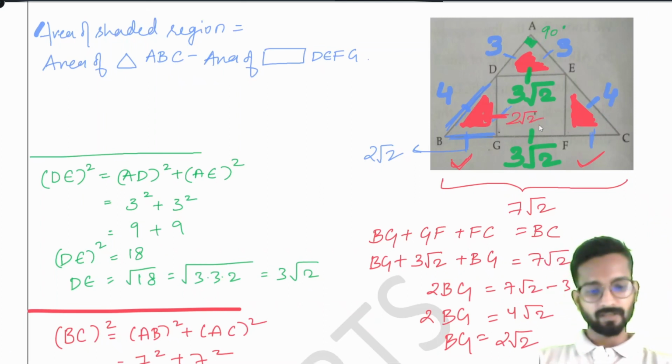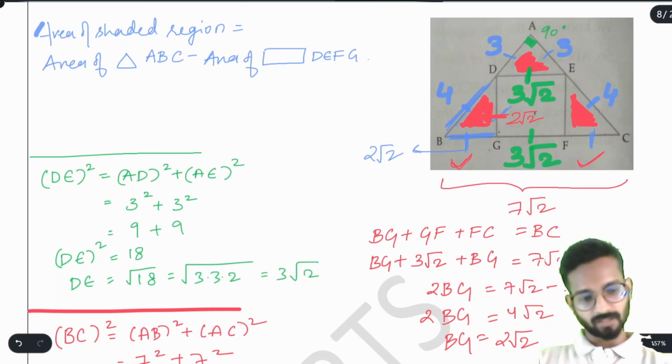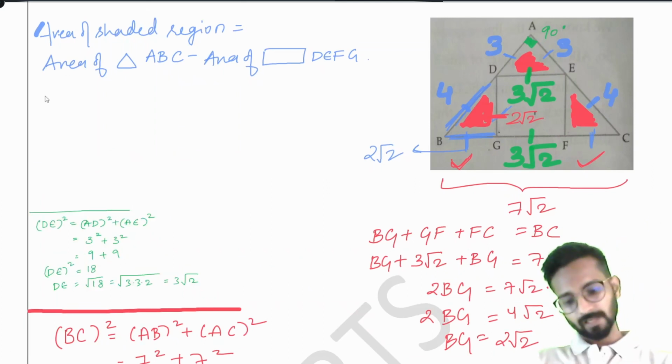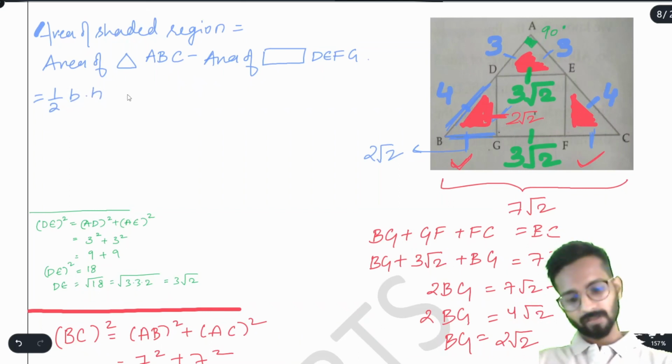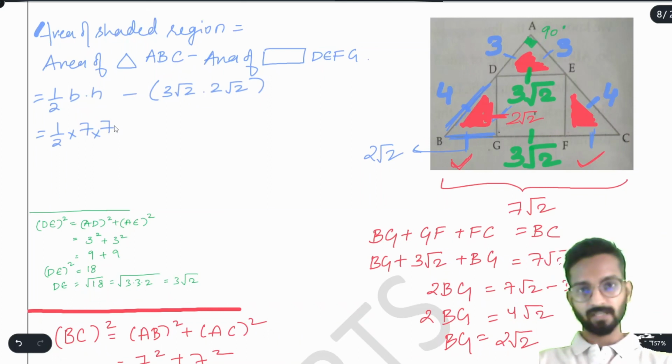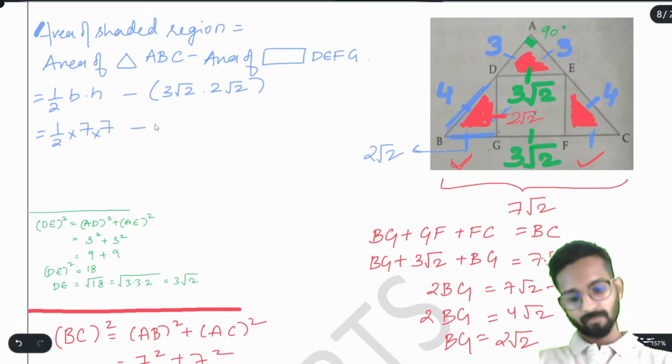Now it will become very easy to find out the area of the shaded region. How? See, area of triangle ABC will be half into base into height minus area of rectangle DEFG. How will you find the area of the rectangle? We know length into breadth. Length is 3 root 2. Breadth is 2 root 2. So you can say half into base and height are 7, 7. Remember, it is an isosceles triangle. Base and height will be equal. Minus 3 into 2 into 2, that is 12. This will become 49 by 2 minus 12.